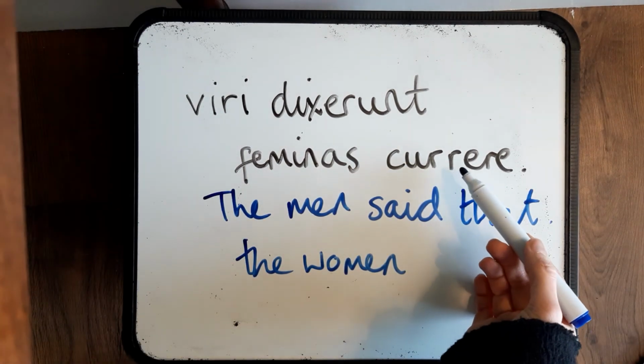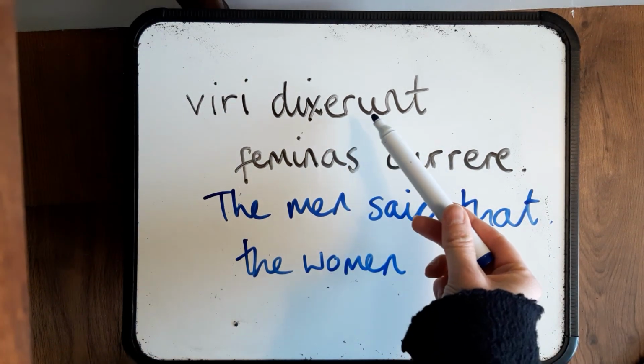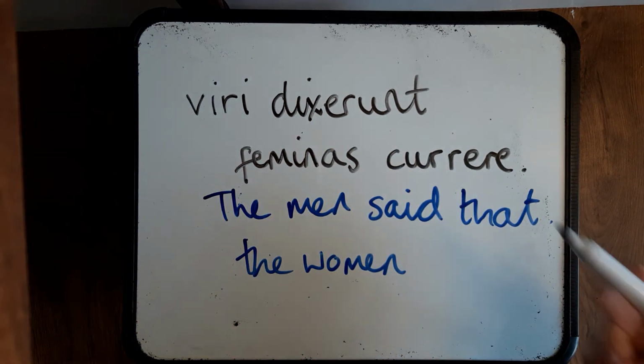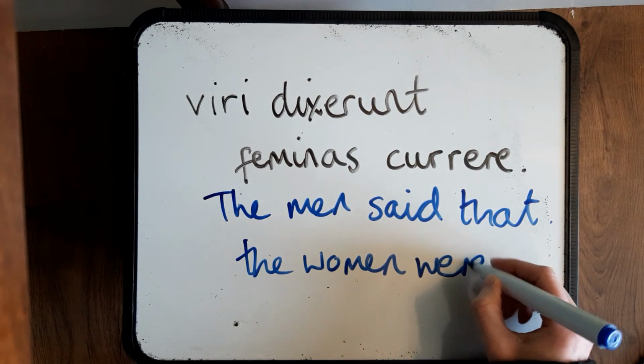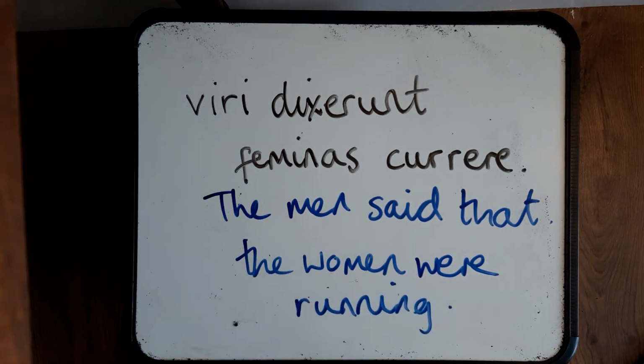Now this is the infinitive to run, but we can't say are running because this little guy here was in the past. So this needs to go into the past as well. So instead we say were running. Okay, try and follow those rules. Have a go at exercise 9.18. Any questions, you know where to ask.